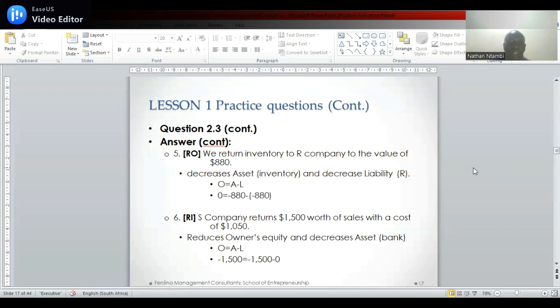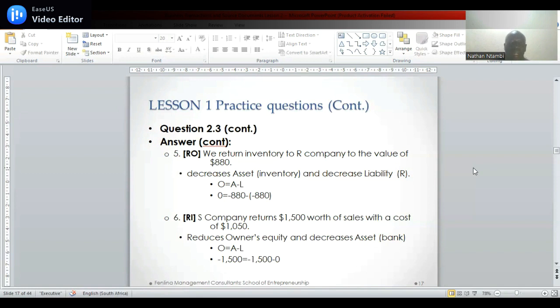5, we return inventory to R company with a value of $880. This decreases the asset inventory of $880 and also decreases the liability of $880, because you had bought it on credit and therefore it is reducing our liability. And the formula will give us a substitution of minus 880 minus negative 880, which is also equal to 0.